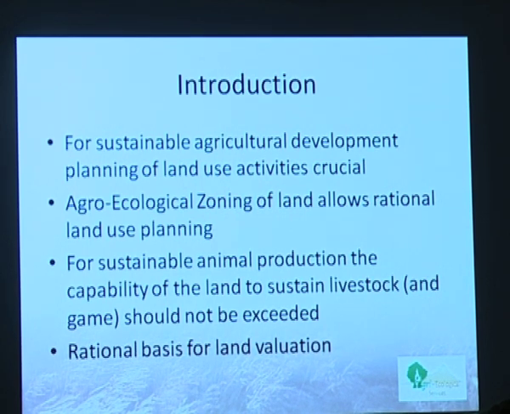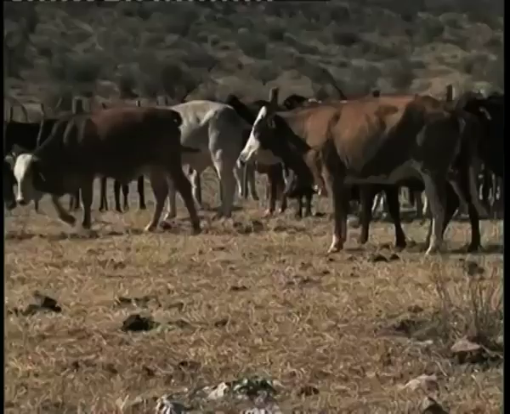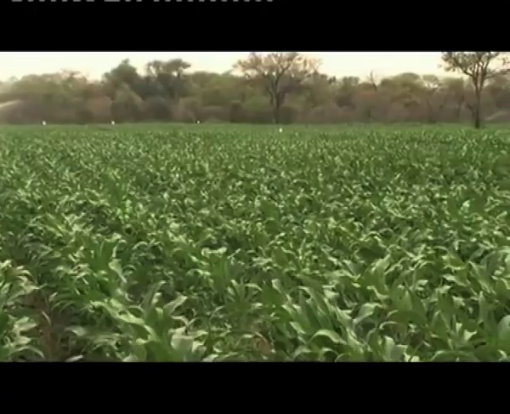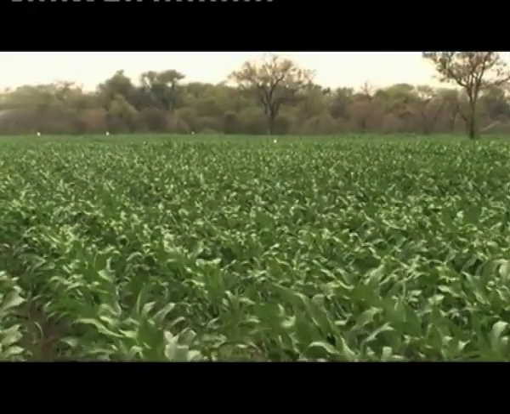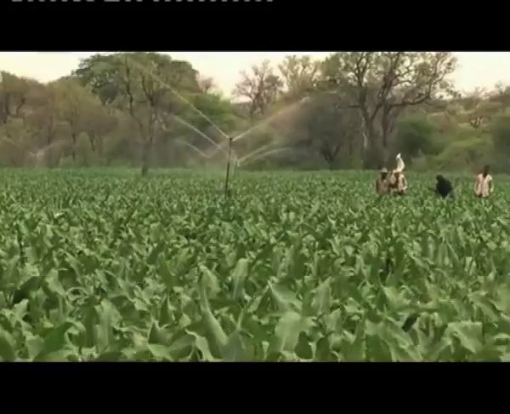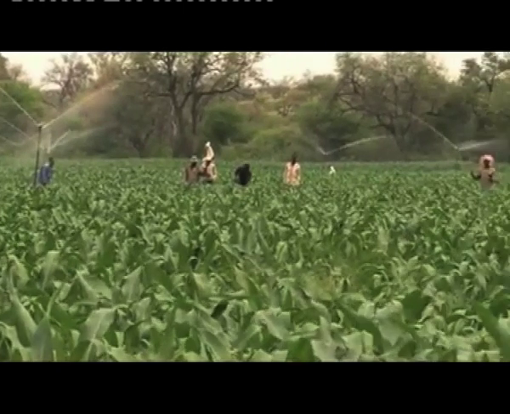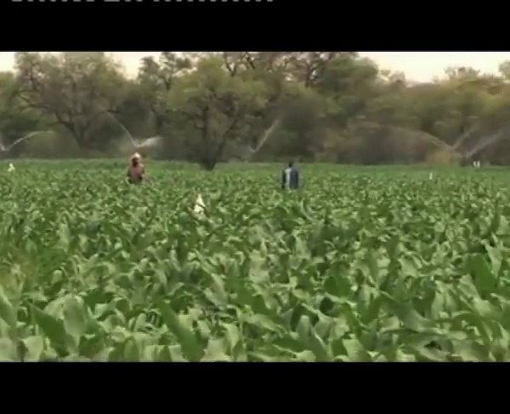For sustainable agricultural development, we really need proper land use activity planning. And the agro-ecological zoning approach is one of the ways that we can, in a rational way, with scientific information and data, make better decisions in terms of what is the most suitable land use for an area and what are the limitations. For sustainable animal production, the capability of the land to sustain these animals over a period of time is very important, so that we don't exceed those thresholds, because otherwise we end up with degradation. And it also gives us a rational basis for land valuation.